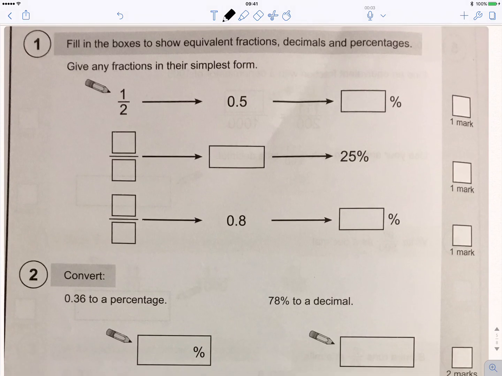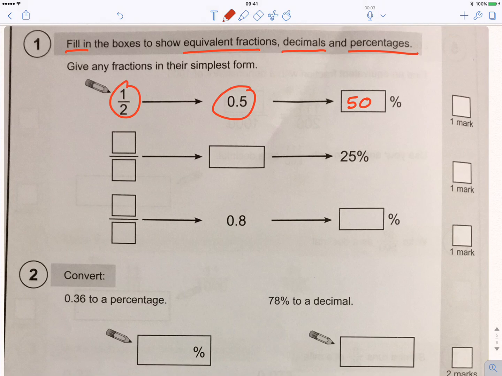Now let's do some questions here. So it says here, always read the question carefully. Fill in the boxes to show equivalent fractions, decimals, and percentages. So the first one, a half, as a decimal is 0.5, and clearly everyone should know that is 50% as a percentage.